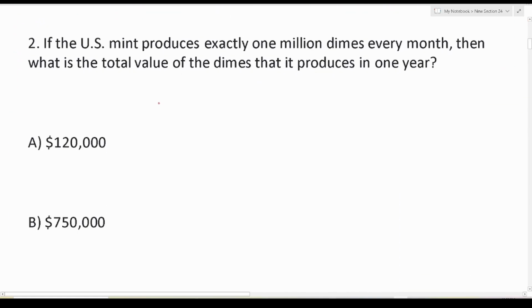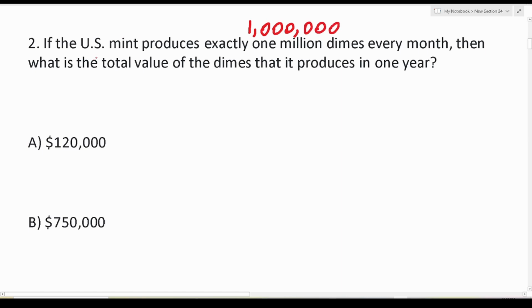All right, number 2 says, if the U.S. Mint produces exactly 1 million dimes every month, then what is the total value of the dimes that it produces in 1 year? So the very first thing you have to realize to do this one correctly is that 1 million is expressed like this. It's 1 followed by 6 zeros, okay?